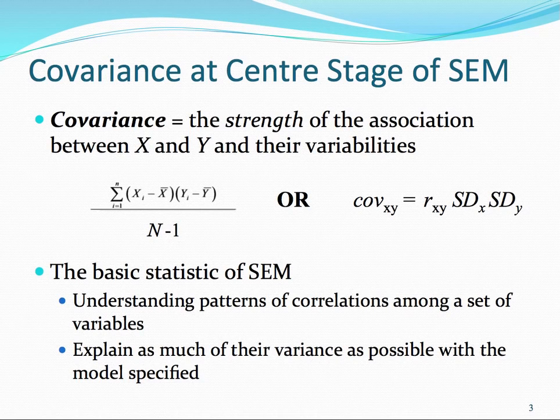Now, at the heart of structural equation modeling is covariance. You may recall that covariance is the strength of the association between two variables as well as their variabilities. So essentially, covariance is an unstandardized correlation. It's unstandardized in the sense that we take into account the standard deviation of the two variables. It's considered to be the basic statistic of structural equation modeling. This allows us to understand the different patterns of correlations among a set of variables in our model, as well as allows us to explain as much of the variance as possible with the model specified in our structural equation modeling.